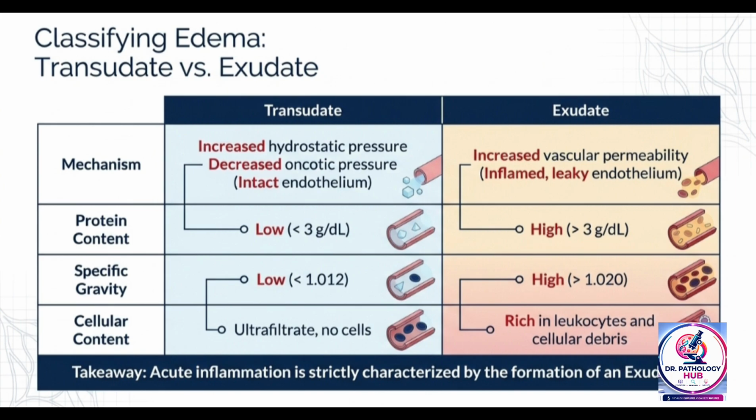Exudate, the signature of acute inflammation, occurs through a leaky, inflamed endothelium. It is highly protein-rich, packed with leukocytes, and features a high specific gravity greater than 1.020.